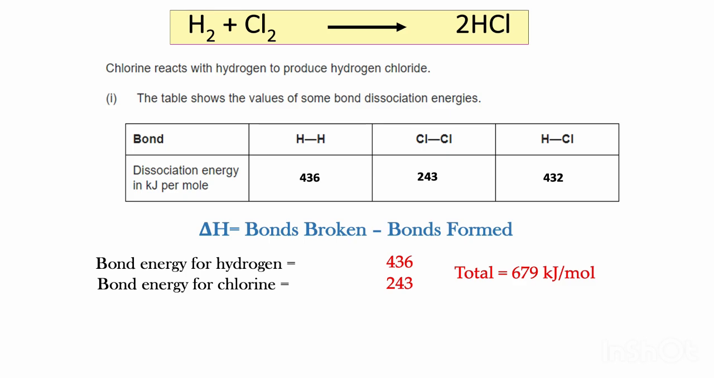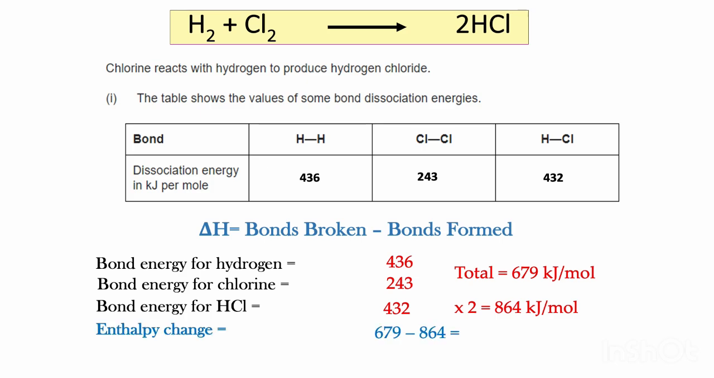Now let's look at the product side. What is the bond energy of 1 mole of hydrogen to chlorine bond? Good, 432. But if you look at your balanced equation, there are 2 moles of HCl. And so we must times 432 by 2. Well done. We need to calculate the enthalpy change, which is equal to bonds broken minus bonds formed.